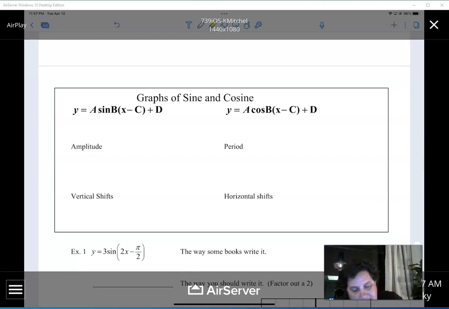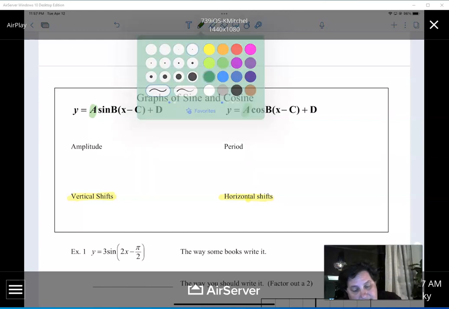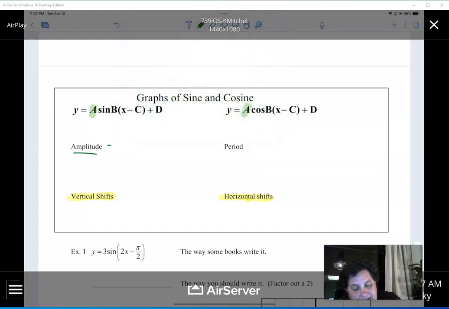Okay, now we're going to start doing some shifting. So this is going to be some vertical and horizontal shifts. All right? Okay, you guys, check it out. The A that is in front for both sine and cosine, right? That's the amplitude, and the amplitude is the absolute value of A for both of them, okay? All right, the B that is right here, that's how many times it cycles in 2 pi. So the period is 2 pi over B.